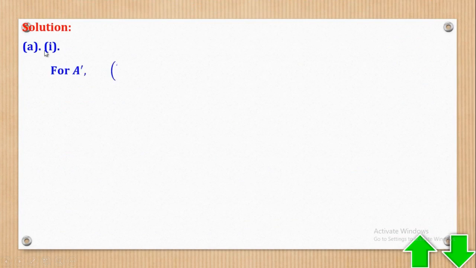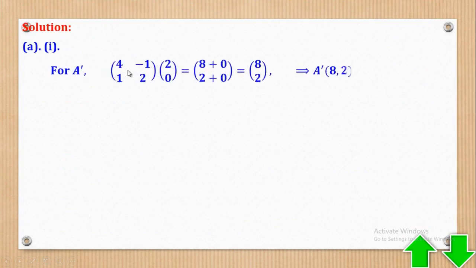Now for A Roman 1, for point A prime, we shall use this matrix. So we use matrix M multiplied by the coordinate of A. So for A prime, I'll multiply matrix M followed by coordinate of A. So row by column, so this by this, I'll come up with 8, which is there. Then negative 1 times 0 will give me 0. Then second row and this column, I'll come up with 1 times 2, which is 2. Then 2 times 0, which is 0. So in the end, I'll come up with 8, 2. Therefore, the coordinate of A prime is (8, 2).